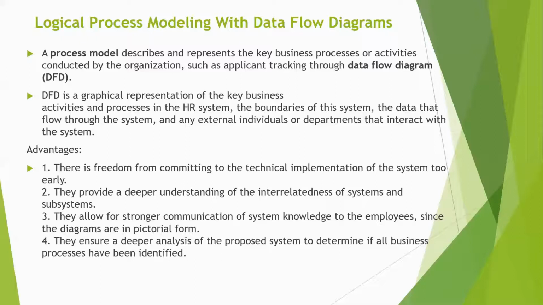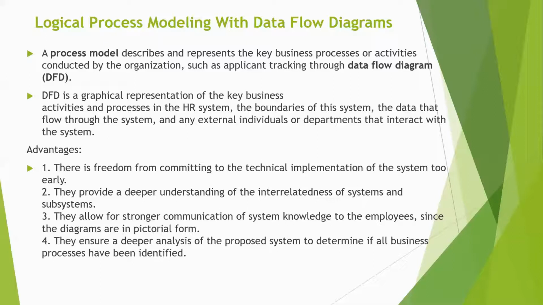The process model basically describes and represents the key business processes or activities that would be conducted by the organization, such as applicant tracking, through a data flow diagram. It is basically a graphical representation of key business activities and processes in the HR system. The boundaries of the system, the data that flow through the system, and any external individuals or departments that interact with that system are discussed in that particular DFD.